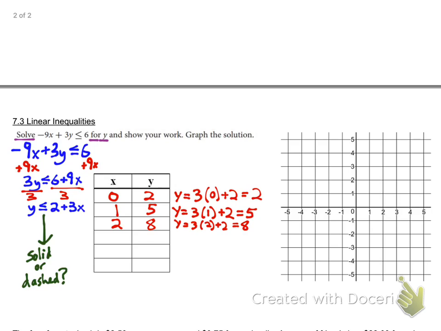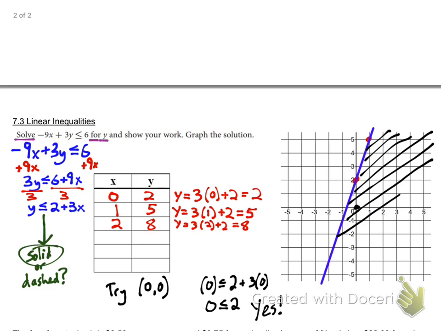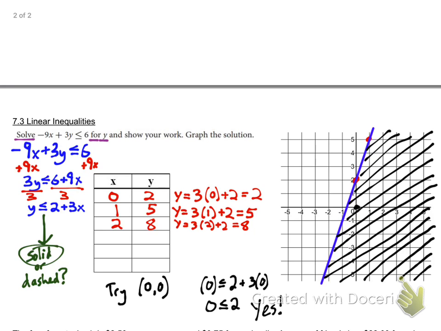Well, remember, or equal to means solid, so I'm going to include it. So I'm going to plot (0, 2) and (1, 5), and I'm going to make a solid line because of the or equal to. Now, I still need to shade one side because it's an inequality, so let's try (0, 0). If we plug in 0 for x and 0 for y, we get 0 is less than or equal to 2. That is true, so yes, I want to shade that side, and that is going to be on the right side of that graph. So I'm going to shade that in. All right, and those are all the points that are solutions to the inequality.